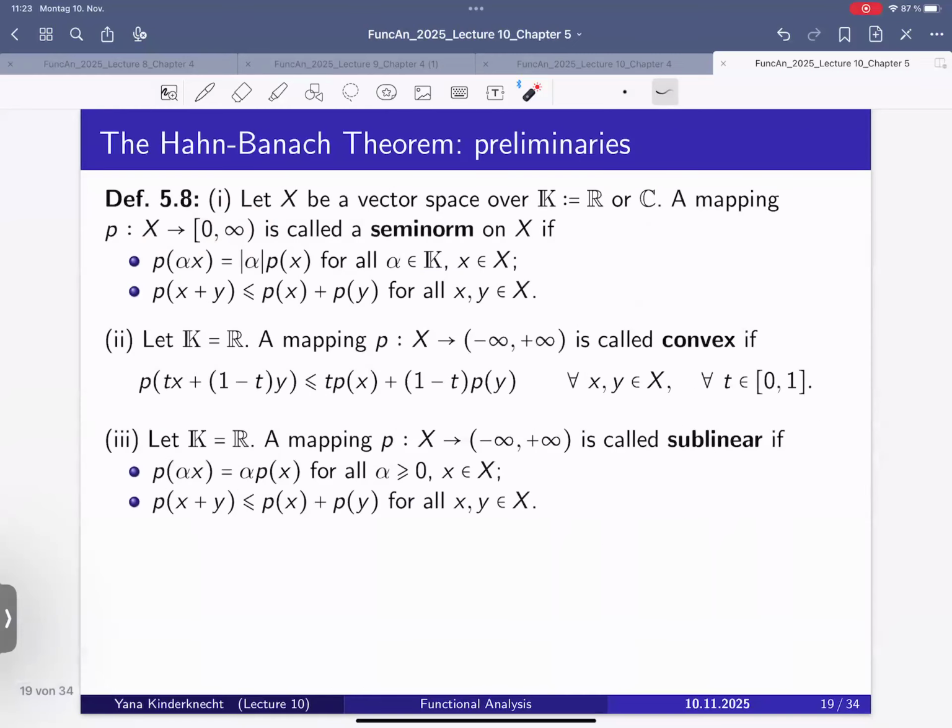Okay. Third part, again, real case. A mapping P from X to real numbers is called sublinear if it satisfies homogeneity, but not absolute, just positive. So this identity holds for all, but only non-negative alphas and all X's. And the triangle inequality.